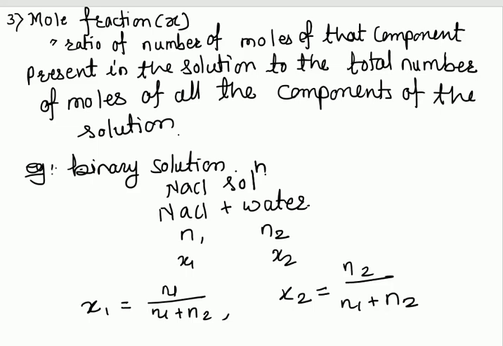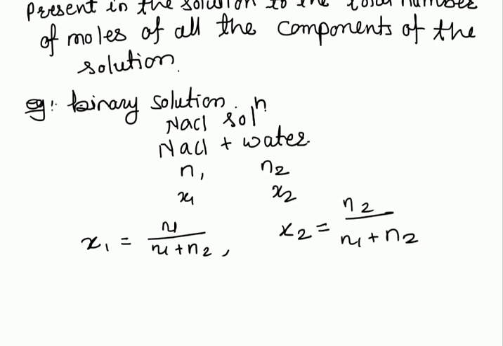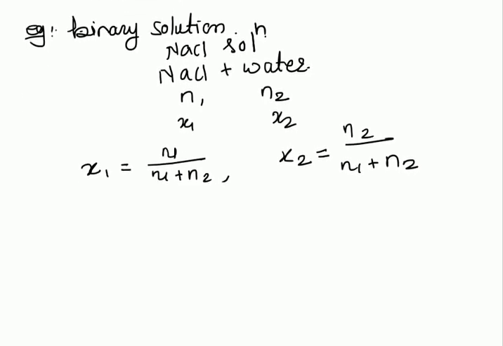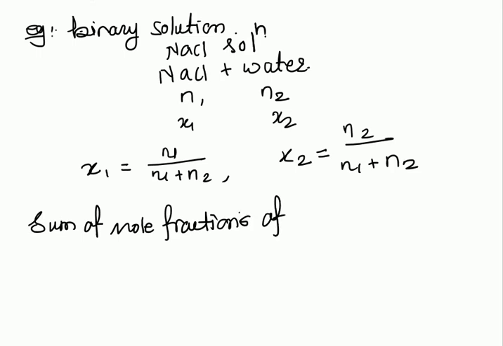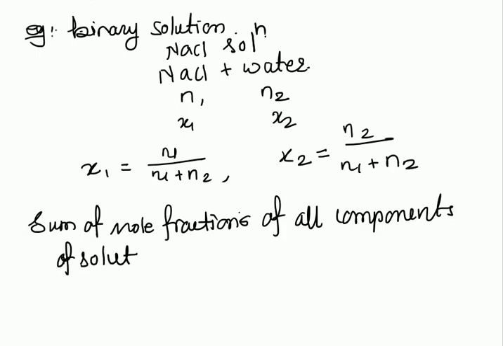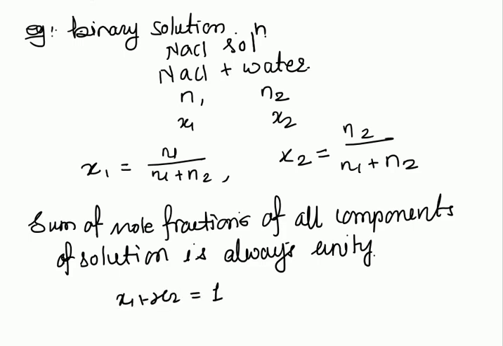In this way we can determine the mole fraction of any component present in the solution, and the total mole fraction, the sum of the mole fractions of all components of solution, is always unity, which means x1 plus x2 is equal to 1. In case of the binary solution, x1 plus x2 is equal to 1.